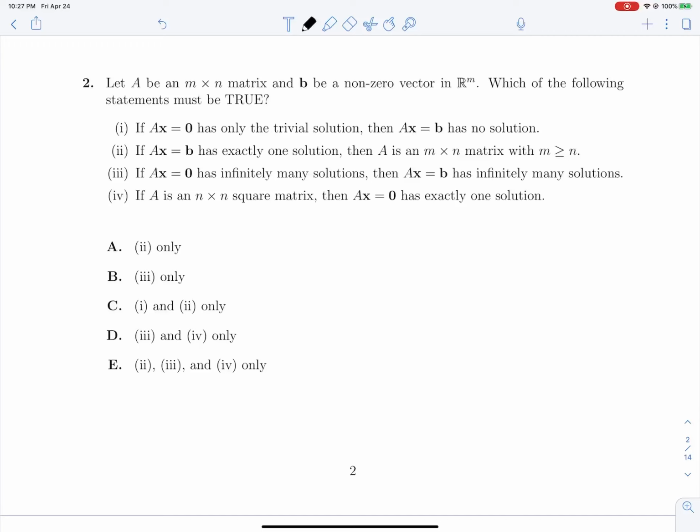Question 2. Let A be an m by n matrix and b be a non-zero vector in Rm. Which of the following statements must be true? If Ax equals 0 has only the trivial solution, meaning that our null space is zero-dimensional, or that the number of pivot positions is equal to the number of columns of our matrix, then Ax equals b has no solution.